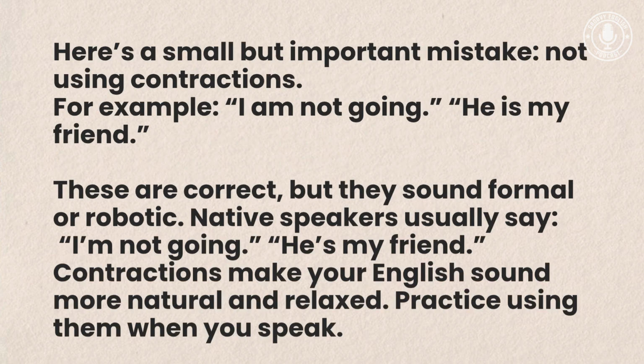Here's a small but important mistake: not using contractions. For example, "I am not going." "He is my friend." These are correct, but they sound formal or robotic. Native speakers usually say, "I'm not going." "He's my friend." Contractions make your English sound more natural and relaxed. Practice using them when you speak.